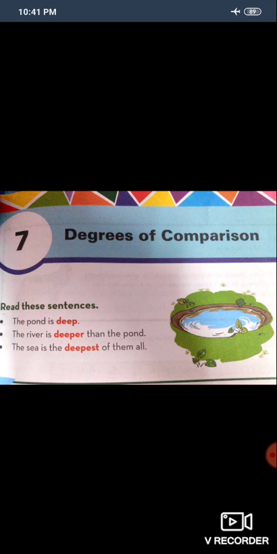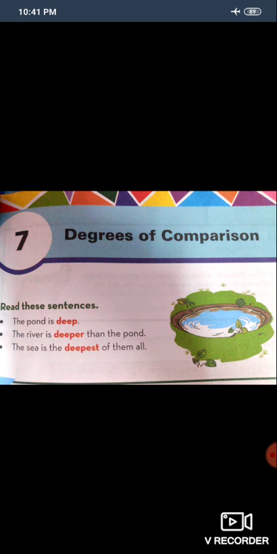So let us start. First, to understand the concept of degree of comparison, we need to read these sentences. The first sentence is: The pond is deep. The second sentence is: The river is deeper than the pond. And the third sentence is: The sea is the deepest of them all. What do we see in these sentences? The highlighted words, given in red, are deep, then deeper and deepest. What are these? These are words that show how deep the pond, river and sea are.